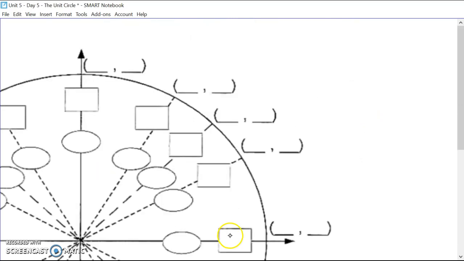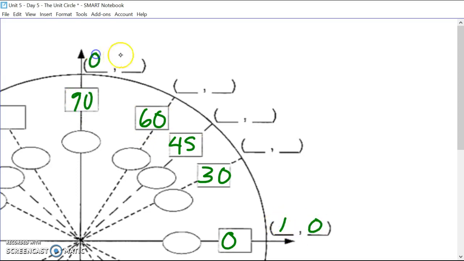Okay, so hopefully you have your angles filled out now. I'm just going to look at this first quadrant first, and we'll talk about how we get these angles. We already talked about where these come from. So this is the point 1, 0, and 0, 1.